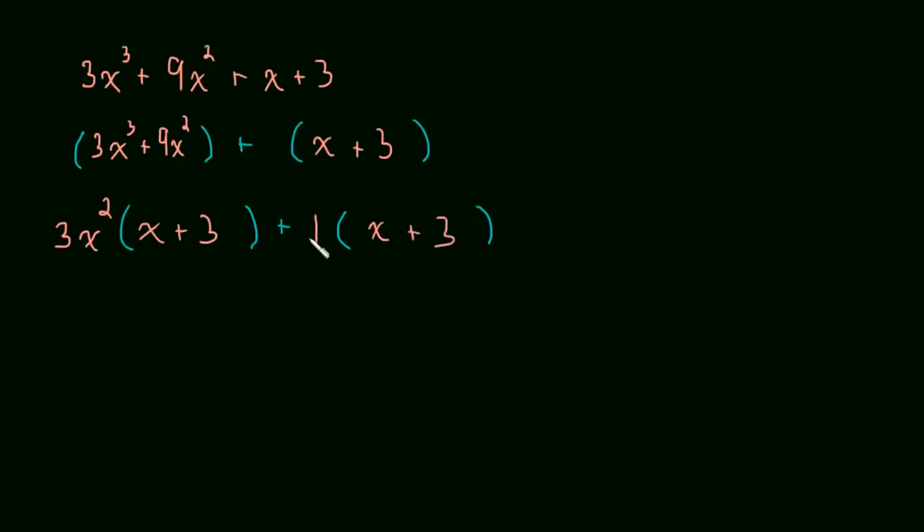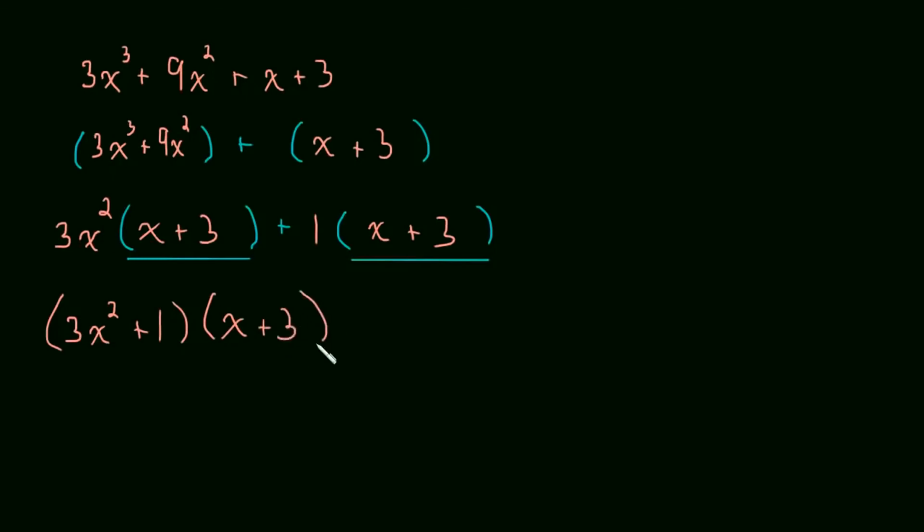So we're going to factor out a 1. It's really not factoring it out. It's always been there, but we're going to write it just to make this more clear. And now we have an x plus 3 common to both terms. So we factor that out. So this becomes 3x squared plus 1 times by x plus 3. And that's as simple as we can get this particular problem.